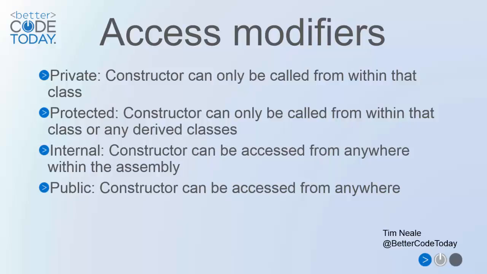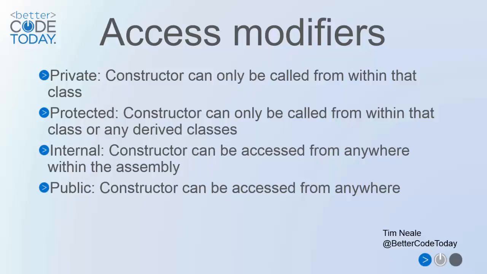Internal constructors can only be called from within the assembly they're defined in, and it's quite valid to have just an internal constructor on a public class. If you do that, then the class can only be instantiated from within the assembly it's defined in. But once this has been done, the instance can be passed out to be used in any code in external assemblies. Public constructors can, of course, be called from anywhere.